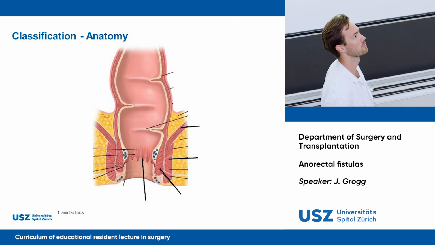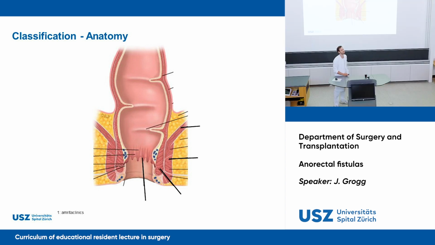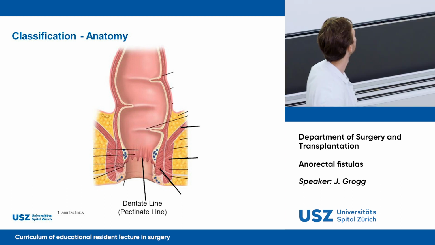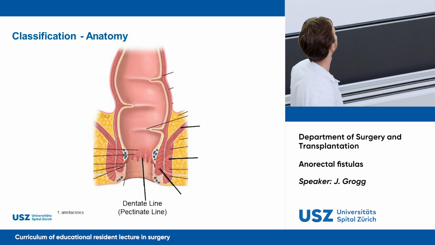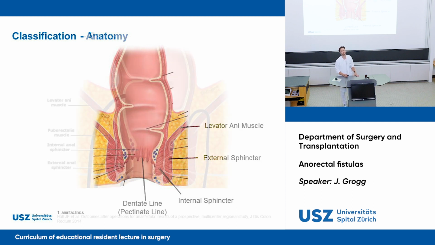I believe what you asked is the so-called linea dentata, which separates the end passage of the rectum and the rest. Very good, thank you. The dentate line, excellent. Also important for the classifications are the muscle structures. So here on the inside, it's the internal sphincter, the external sphincter, and also the levator ani muscle.